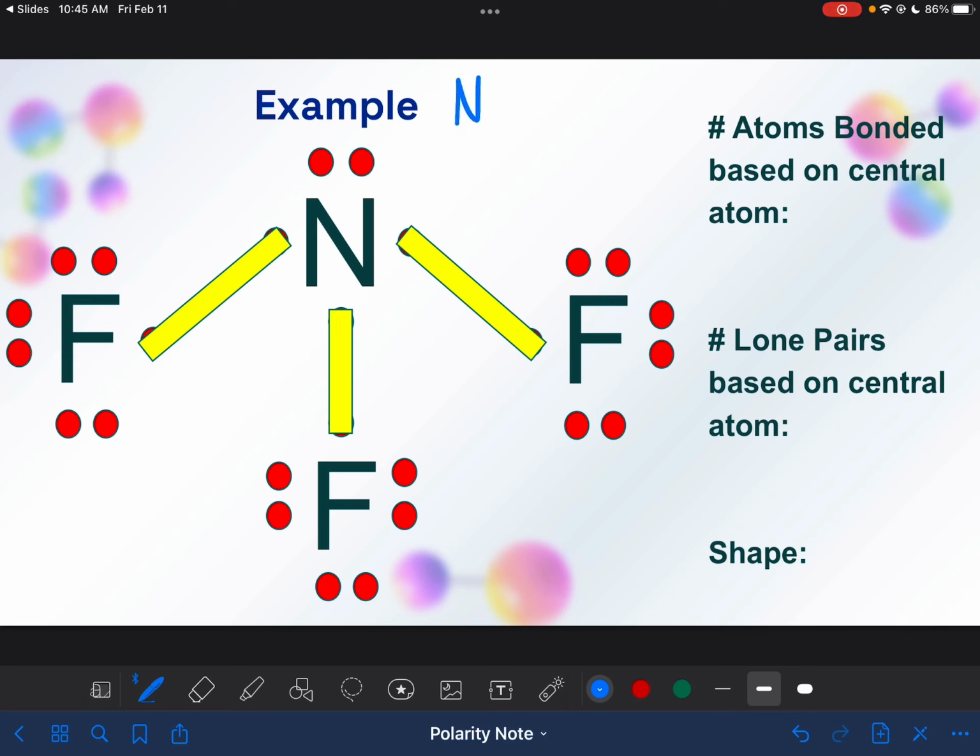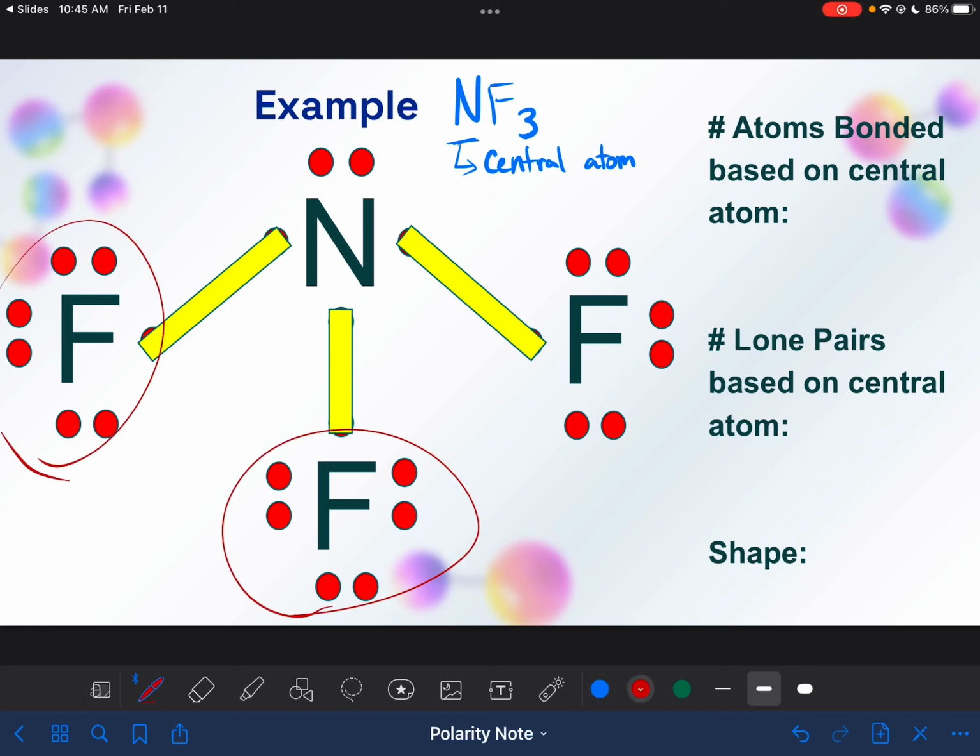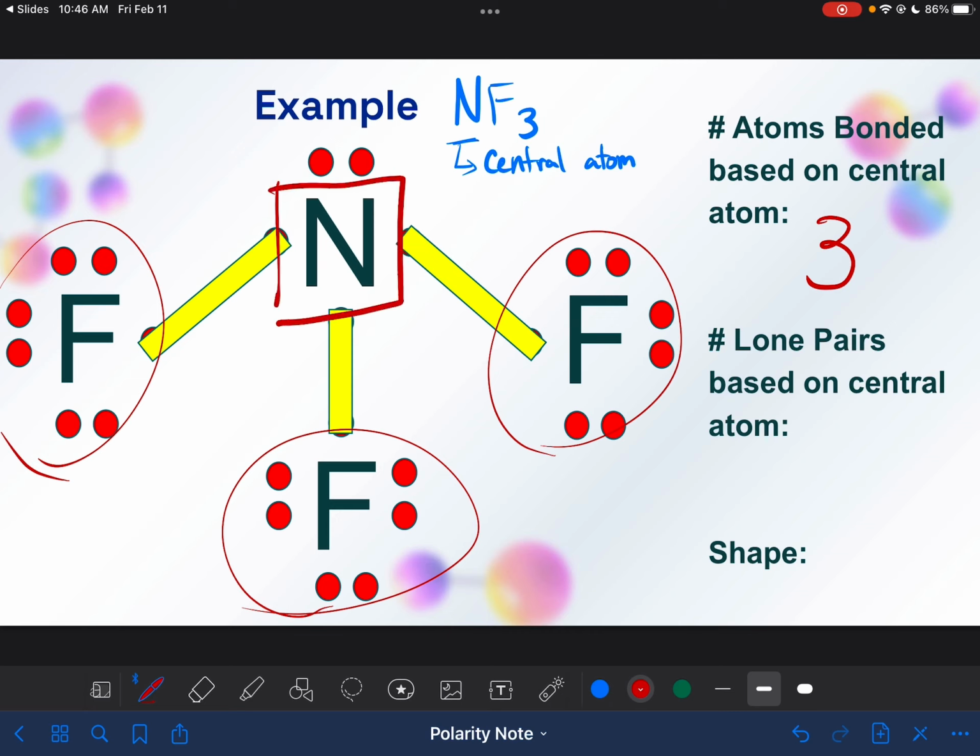So here's a drawing of NF3. What does that mean? Well, we have a nitrogen, which is our central atom in this case, and it's being connected with fluorine. If the question says, what's the number of atoms bonded to the central atom? Well, we have 1, 2, and 3. So we have 3 atoms being bonded to the center. Now, how many lone pairs do we have on the central atom? The central atom is nitrogen, and the lone pair we have here is just 1. From the chart on the previous slide, the one with 3 atoms and 1 lone pair is called trigonal pyramidal.